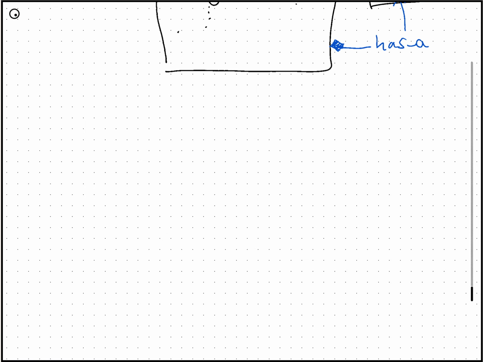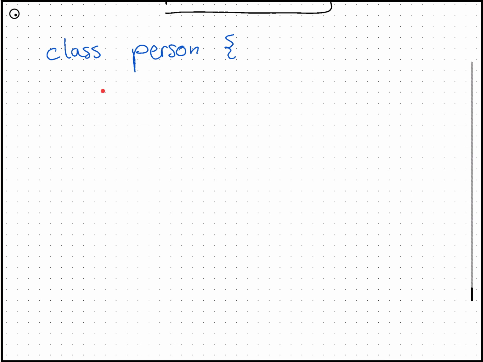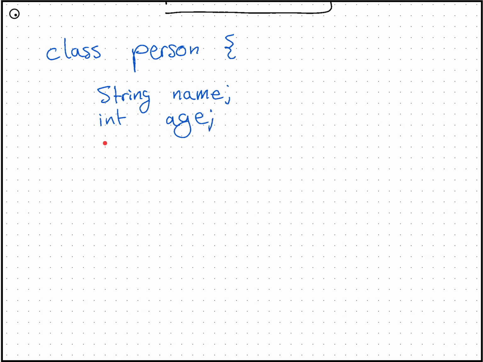Well, we can write something like this. We can write class person. What are the fields of a class person? It's a string name. String name, exactly. What else? It's an int age. It will be an int age, correct. What else? And double for weight. Yeah, so let's pretend we had the weight and height. And then what else?